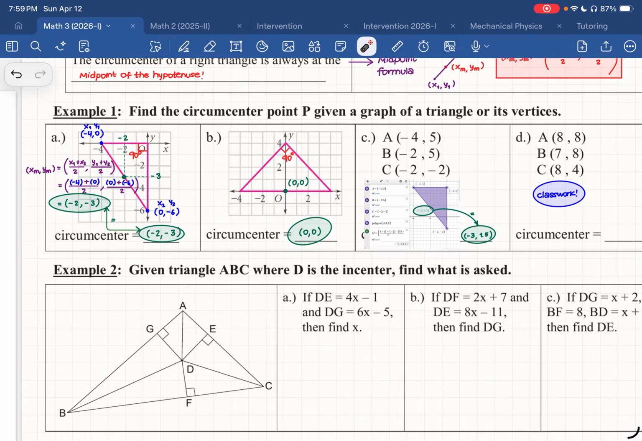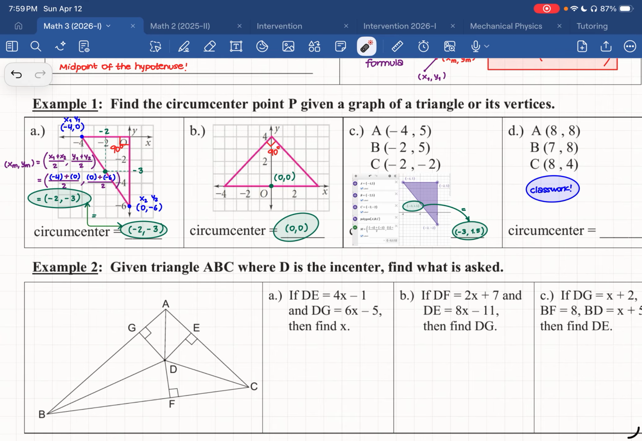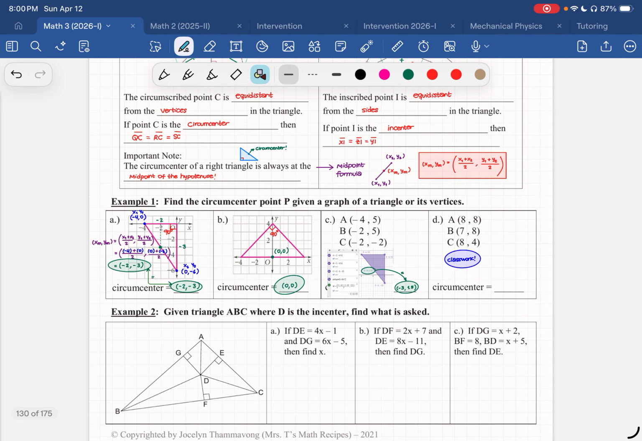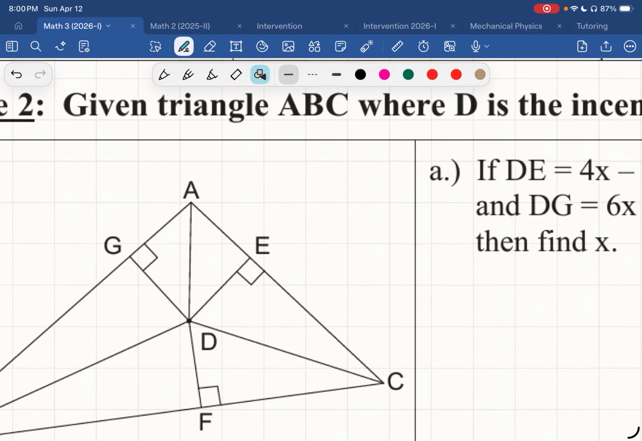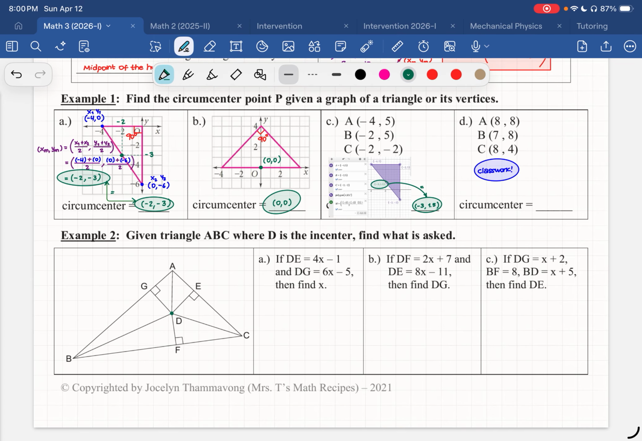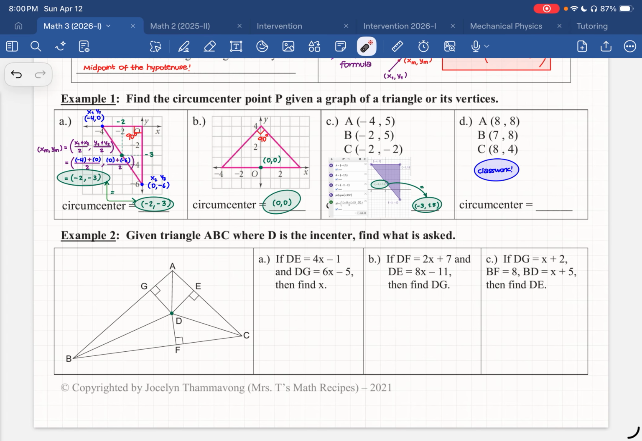Okay. So given a triangle ABC where D is the incenter, in this case, this D over here is the incenter, right? And find what is being asked. So guys, these 3 exercises are gonna be done using this figure, right? So of course, each time the information is gonna change according to this figure based on the exercise you're solving.